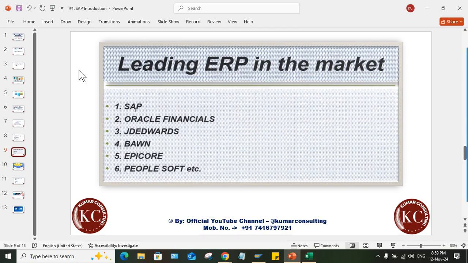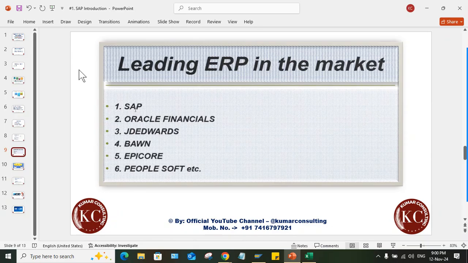Of course, if you talk about market share, SAP is the leading ERP in the market. The market leader is SAP itself. Almost, you can say, if you talk about a competitor of SAP, none of the ERPs are there. It is a monopoly kind of thing. Almost whichever big players are there, everybody is using SAP itself. But apart from this, multiple ERPs are also there in the market.